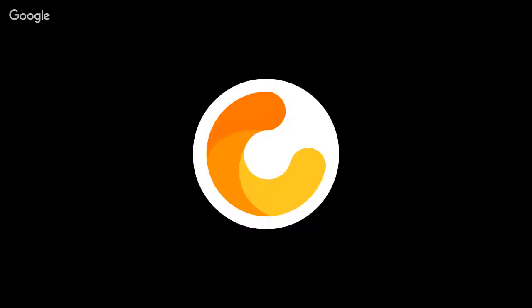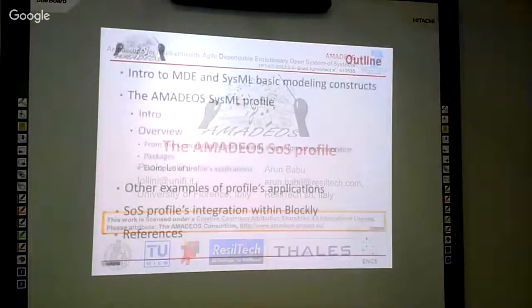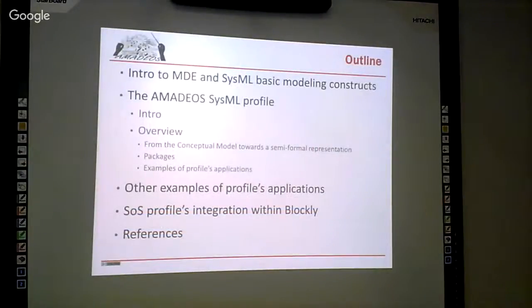with us for 3 years, and he was working on these things. What is in this pack of slides? Well, first, there is an introduction to model-driven engineering and SysML basic modeling constructs that I will completely skip because you know more than I do on these things. Andras has been spending time on this, but I didn't change the presentation, and it was instrumental for the introduction of the Amadeus SysML profile.